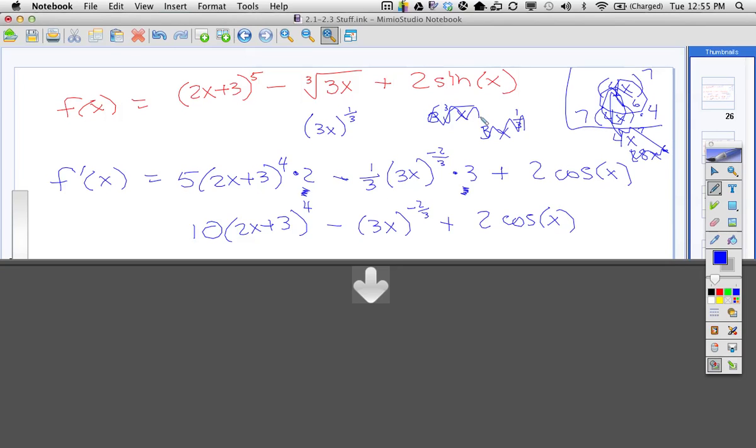Okay, and then make sure you simplify. The 5 and the 2 go together to make a 10, and the 3 and the 1/3 make just a 1, and then, of course, 2 sine x would be 2 cosine. Okay, so just some of those kind of things right there.